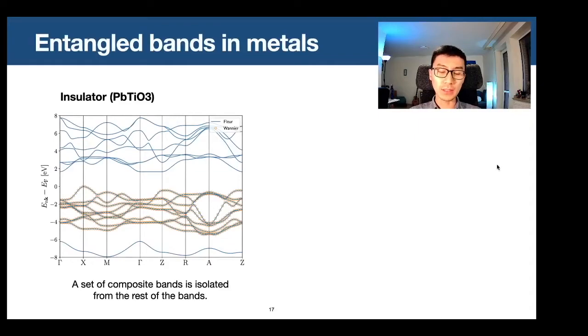Okay, so far we have dealt with insulators, but in the previous example, we dealt with BCC iron, which is a metal. In metals, things are a little bit more complicated. First, let's have a look at insulators. For insulators, we have no problem because a set of composite bands in this window is isolated from the rest of the bands. So it's quite straightforward. We start from, in this example, 9 Bloch functions, and at the end of the calculation, we obtain 9 Wannier functions.